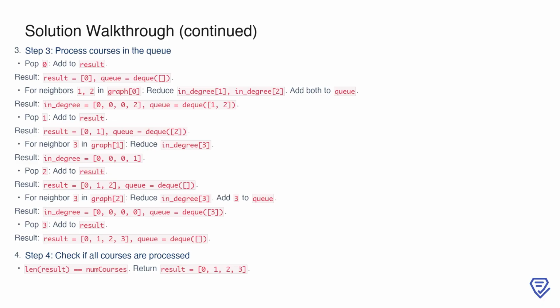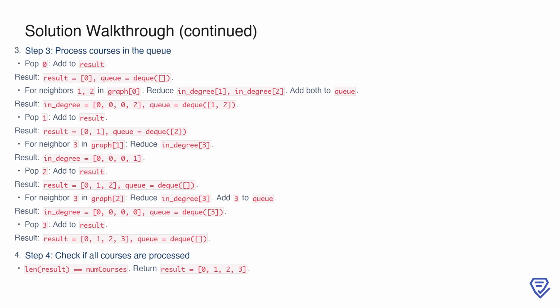Next, course 1 is removed from the queue and added to the result list. Its neighbor, course 3, has its indegree reduced by 1, but it is not yet added to the queue because its indegree is still greater than 0. Then, course 2 is removed from the queue and added to the result list. This time, reducing the indegree of course 3 makes it 0, so course 3 is added to the queue. Finally, course 3 is removed from the queue and added to the result list.